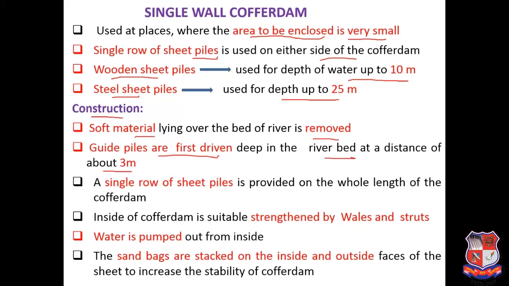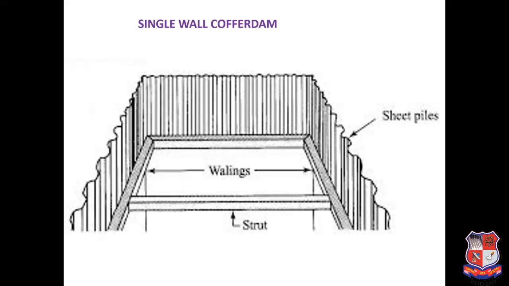Then first, guide piles at 3 meter distance, then a single row of sheet pile is to be provided on the whole length of the cofferdam, and the inside of the cofferdam is strengthened by wells and struts. And once the construction is done, water is pumped out, and then the inside can be utilized for construction work. And generally the sandbags are stacked on the inside and outside faces of the sheet to increase the stability of the cofferdam. So here in this figure, it's simple sheet piles, a layer of sheet piles.